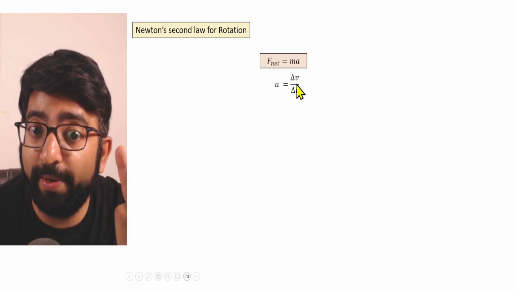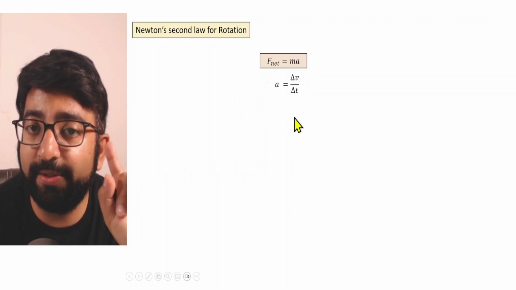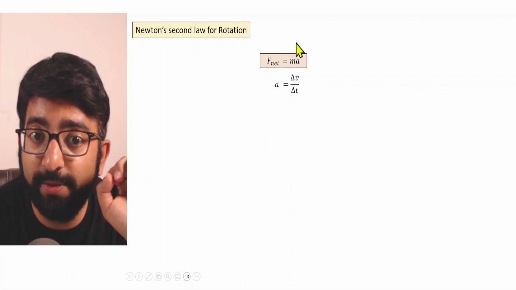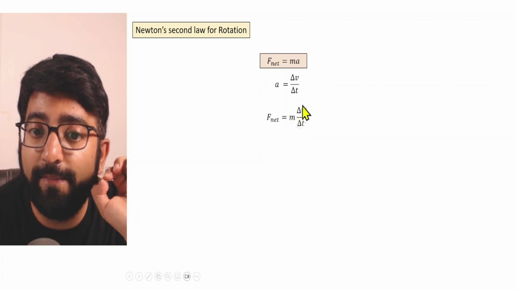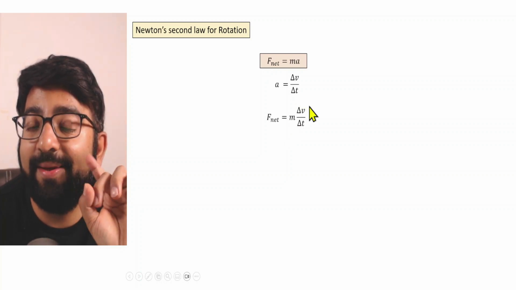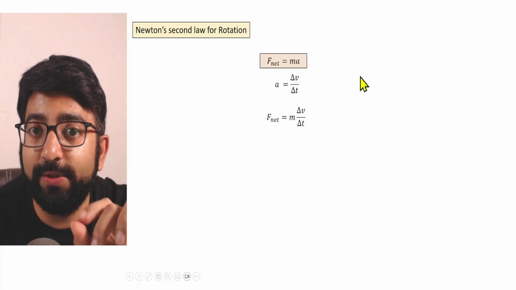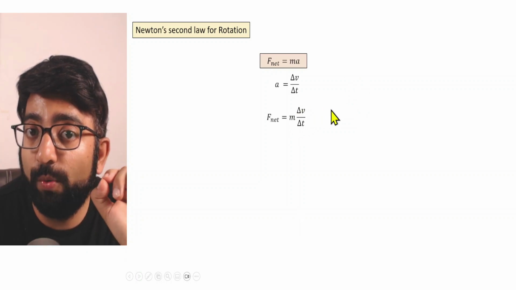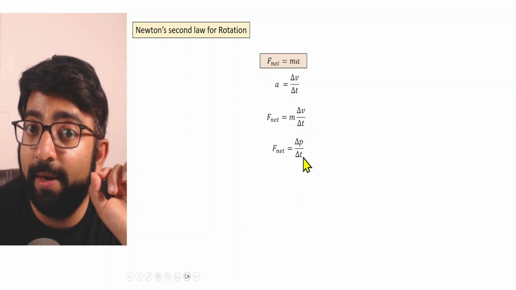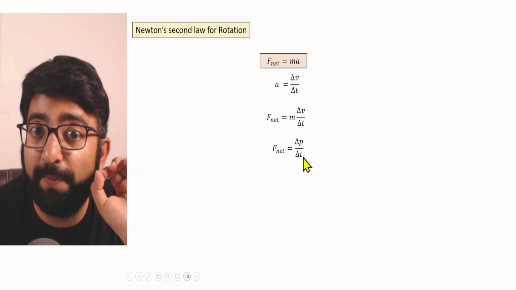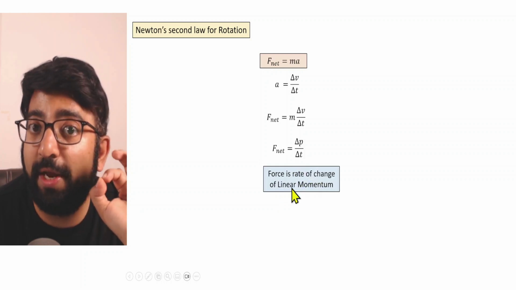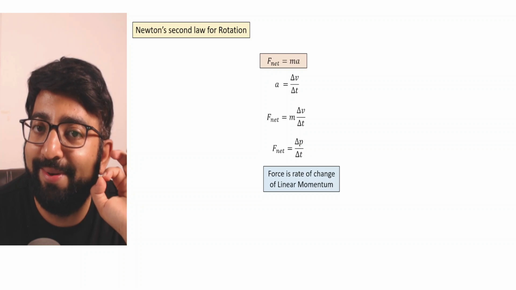Acceleration is given by the formula delta v by delta t, since acceleration is the rate of change of velocity. If we put this acceleration expression in this formula, we'll get F net is equal to m delta v by delta t. M into delta v stands for delta p. Remember, momentum is mass into velocity, so m into delta v will be equal to delta p, which is change in momentum. So F net will be delta P divided by delta t, and this expression can be said in statement form as: force is the rate of change of linear momentum. P is the linear momentum.